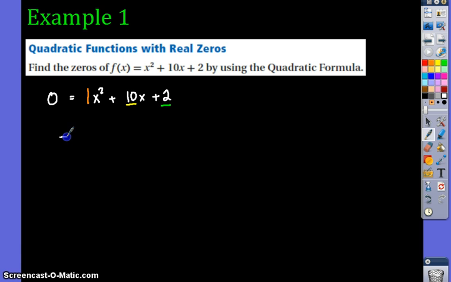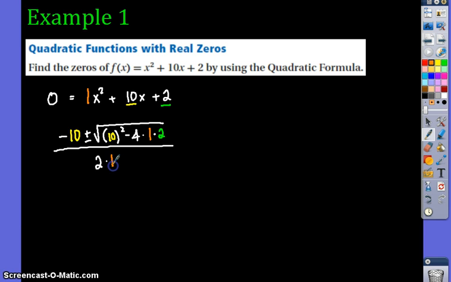We want to do the opposite of b, which is 10, so negative 10. And then we want to do plus or minus the square root of b squared, and b again is 10, so 10 squared, minus 4 times a, which in this case is 1, times c, which in this case is 2. And then we want to divide that by 2 times a, which in this case is 1.